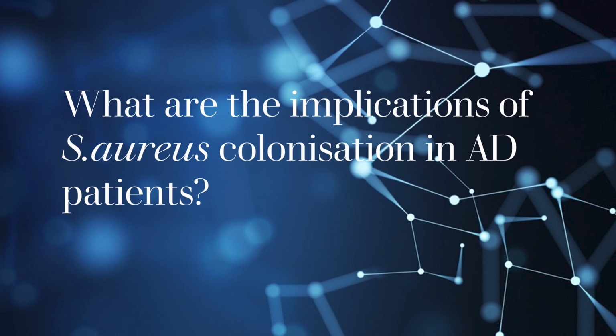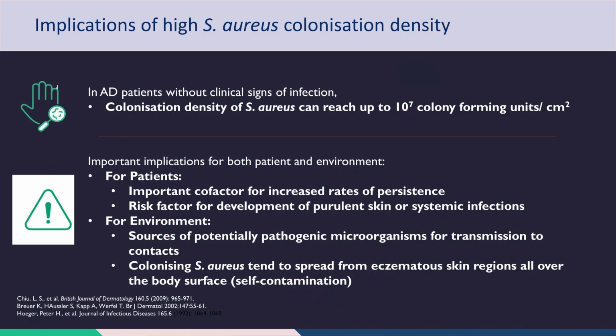Okay, so what's so bad about staph? Why do we hate it so much in AD? What are the implications of this colonization? Number one, the colonization can reach up to 10 million colony-forming units in AD patients without clinical signs of infection. So this has important implications for both the patient and the environment. The environment being the family members, the workplace, the home environment.